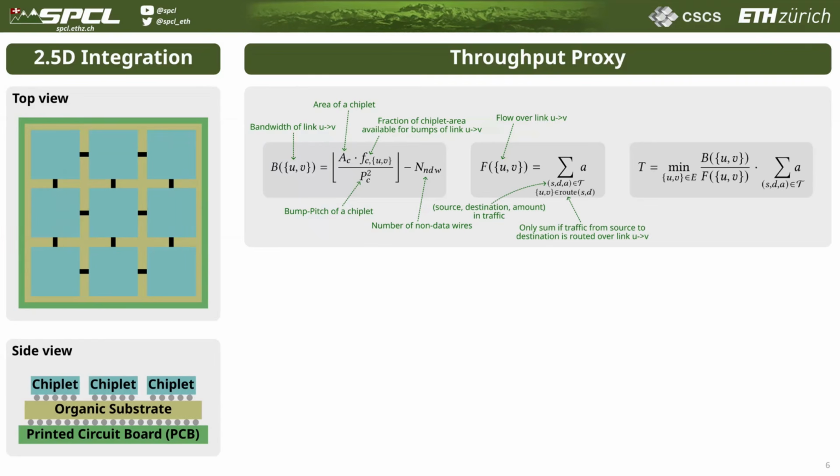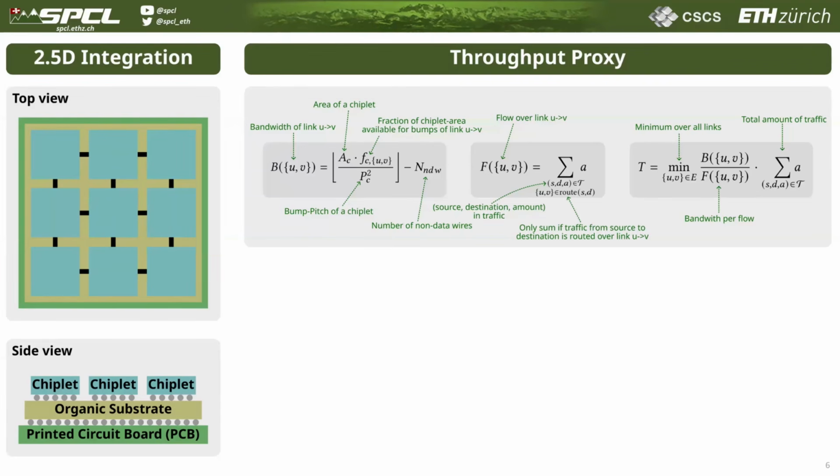And we sum up the amount of traffic in that flow. To now estimate the overall throughput of our system, we take the minimum of the ratio between link bandwidth and flow over the link over the whole system. So we basically find the most congested link. And we multiply this ratio by the total amount of traffic. And this gives us a good proxy for the overall throughput in our system. At first glance, this might seem a bit pessimistic, since we use the most congested link as a proxy for the whole system. But as we will see later in the evaluation, this is actually a pretty good approximation.